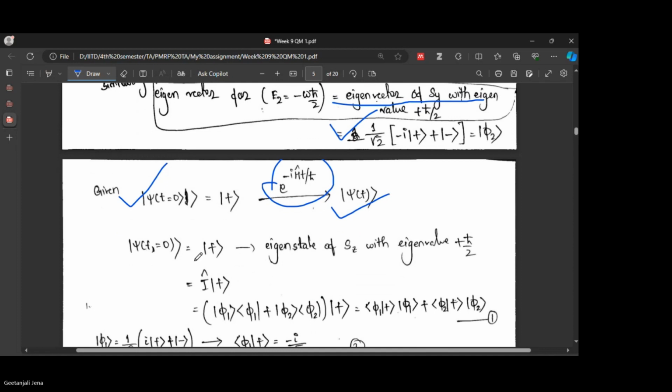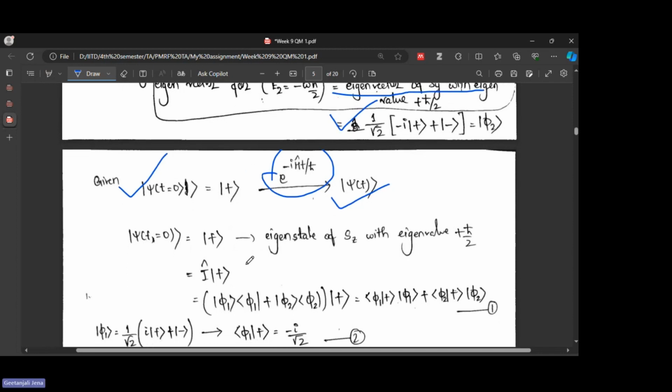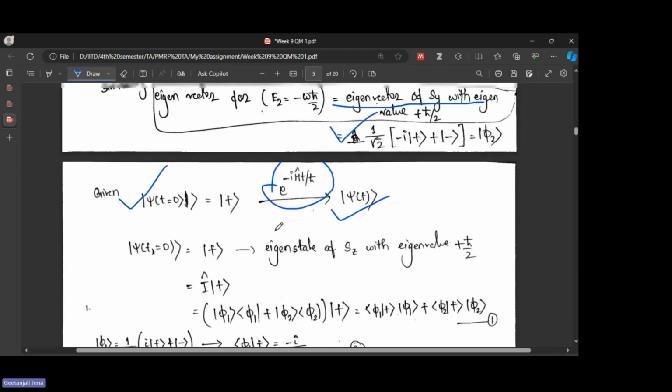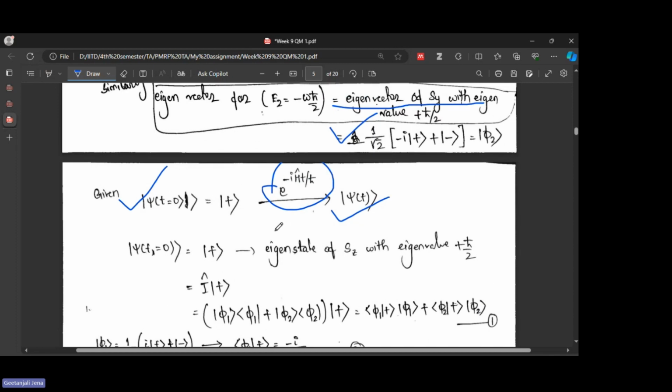So let us first represent the initial state. In the previous question, I told you that if you want to find the probability, first you have to write the initial state in terms of the eigenkets of the operator that is acting on it. The operator acting on it is the Sy operator. So you have to write the initial state in terms of the eigenkets of the Sy operator. Let us see how we can write it down.